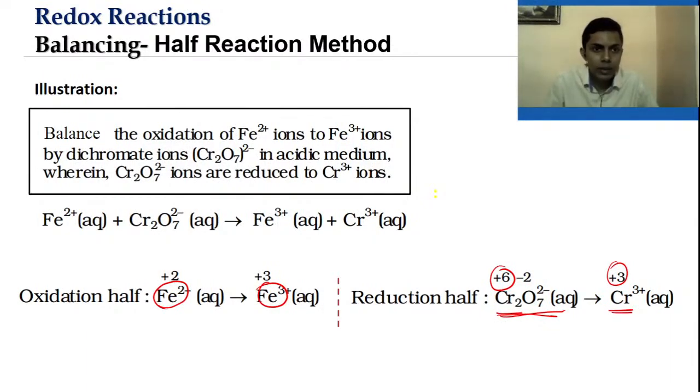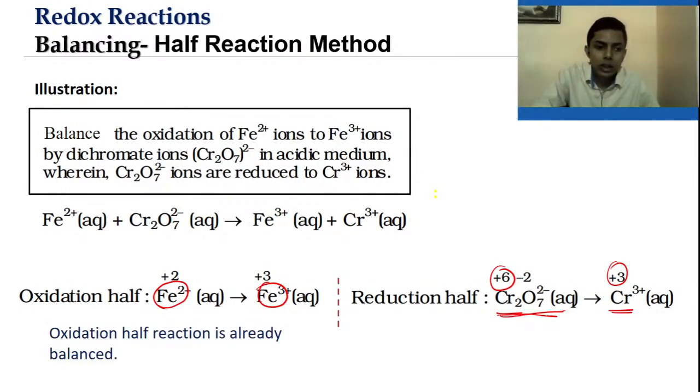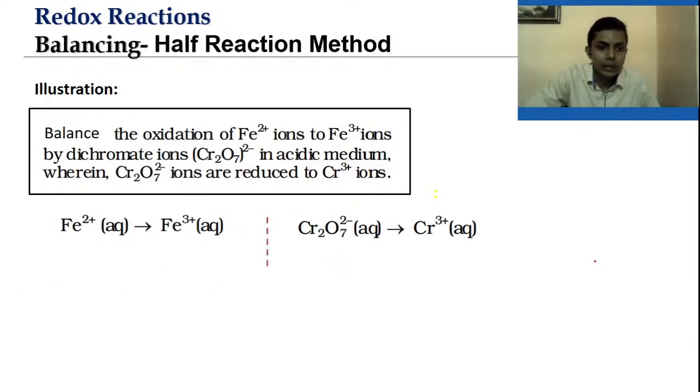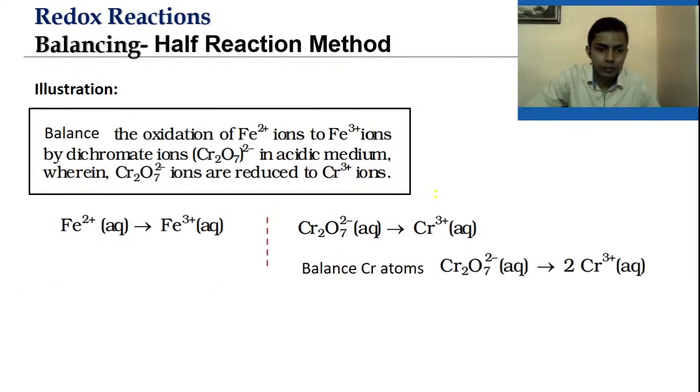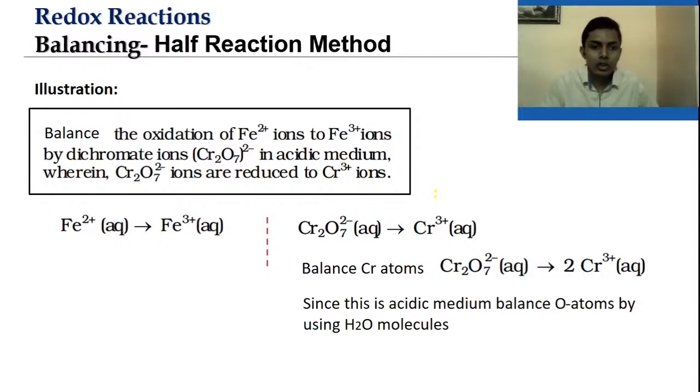The first step is to balance the oxidation entity and reduction entity. The oxidation entity we need not balance. The reduction entity we need to multiply by 2, and it will be balanced. What is the next step? Balance the oxygen atoms. Here there is no oxygen, so we need not balance.